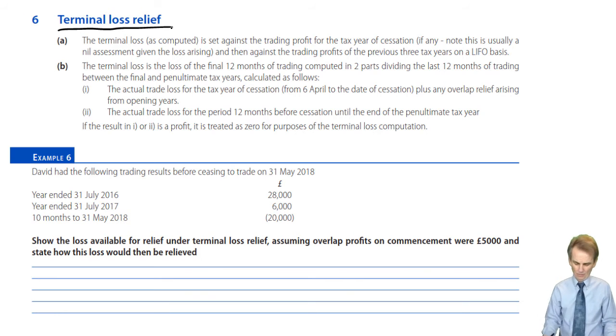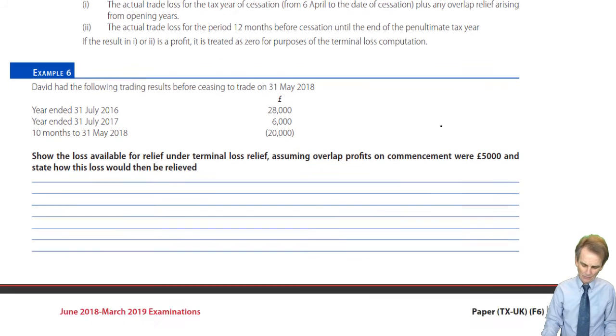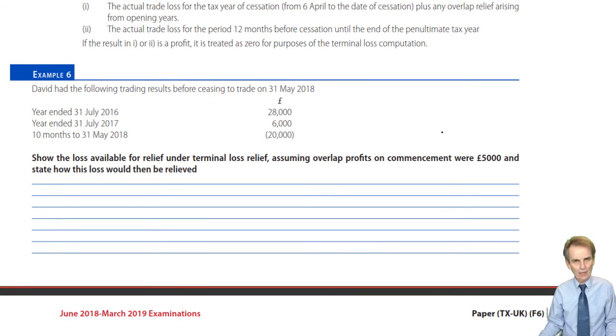What do we do? Well, look at the example that we've got here. Example 6. First thing we did, I hope you remember step 1 here, was to determine what was the final tax year based on the cessation date. David had the following trading results before ceasing to trade on 31st of May 18. Therefore, what tax year does that fall in? 18-19.